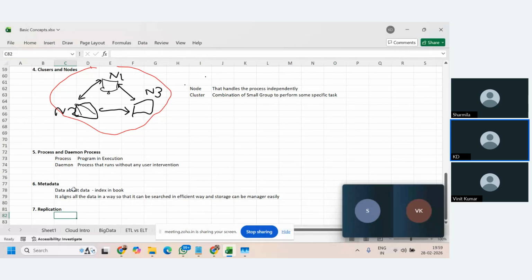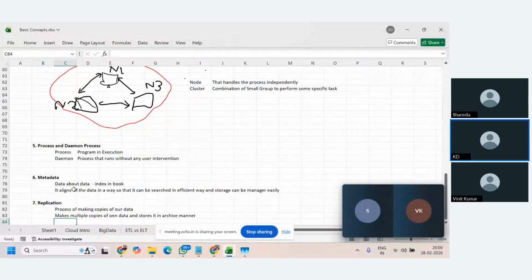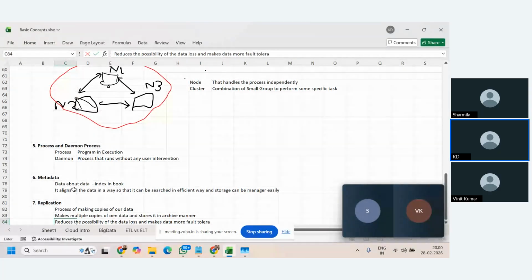What is replication? Replication is basically the process of making copies of our data. We make multiple copies of one data and store them in an archive manner. By storing the copies in the archive manner, it reduces the possibility of data loss and makes data more fault tolerant.